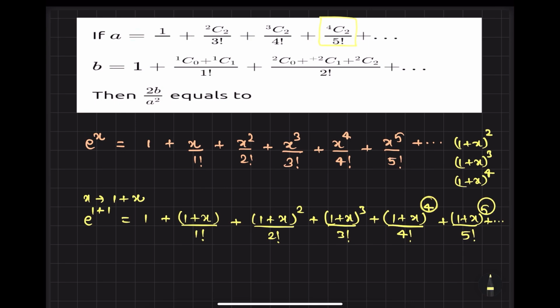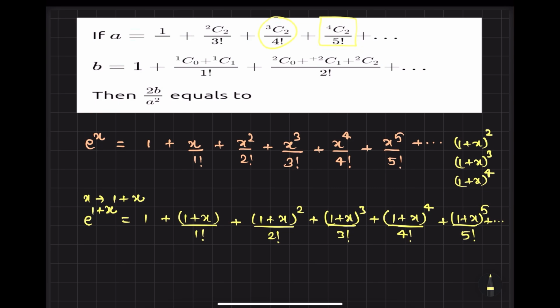Now look at 4 factorial. In 4 factorial you have to manage power 3. Here you have to manage power 2. Here you have to manage power 1. Means do anything but try to reduce the power by 1. Correct? So here we will have 1 plus x.